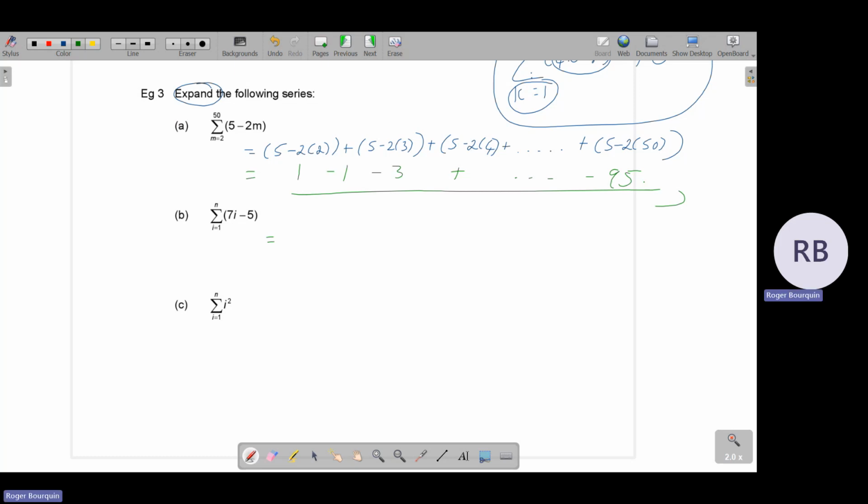No, it's just expand. Okay. Because the section is not on sequences and series, but we have to know the notation to do some of the questions in induction. All right. Go to the next two. You don't have to work it out. I just want you to expand them.